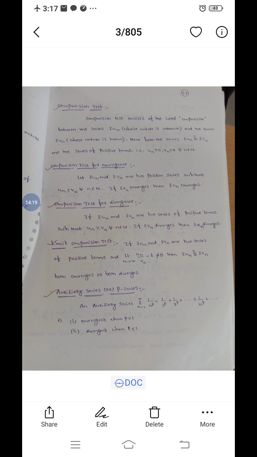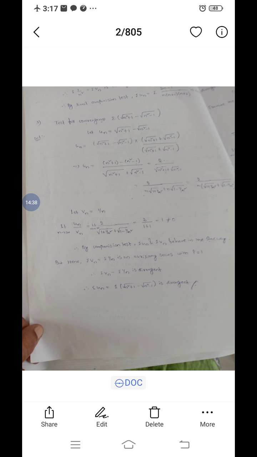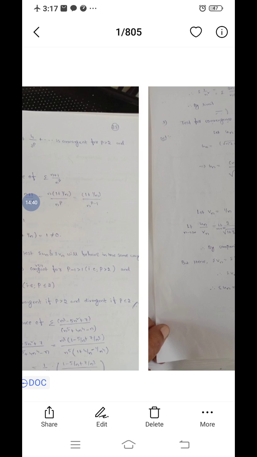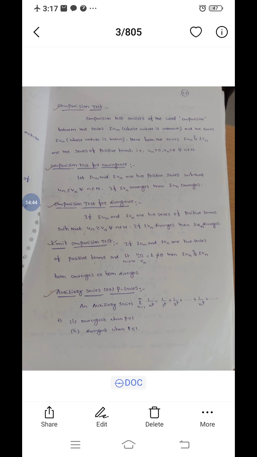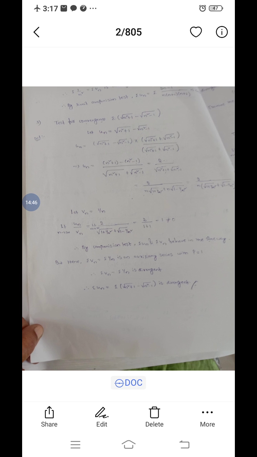Summation n equals 1 to infinity 1 by n power p, nothing but 1 by 1 power p plus 1 by 2 power p plus and so on, 1 by n power p plus and so on. Okay, so this auxiliary series is convergent if p is greater than 1, and it will be divergent if p is less than or equal to 1. Okay, so next here I am giving one example for the limit comparison test.